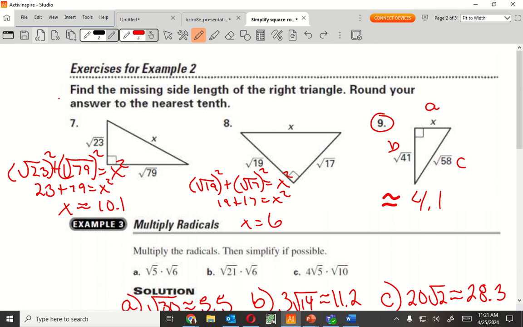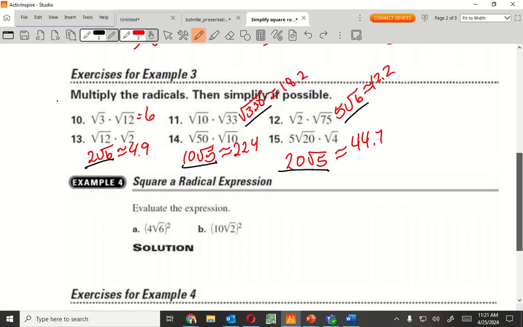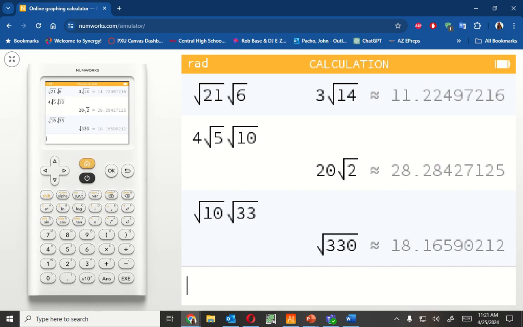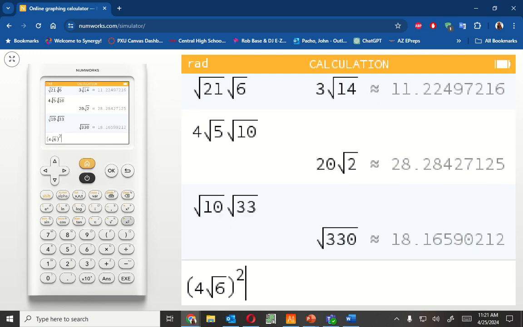Anyway, let me get back to these. There we go. So let's keep going. And the last set right here, we're just going to plug this in the calculator as is. So 4 rad 6 squared. Open parentheses, 4 square root 6, arrow over, close parentheses, and square that like that. What page? 53. So 4 rad 6 squared. Make sure you put it in the calculator as is.